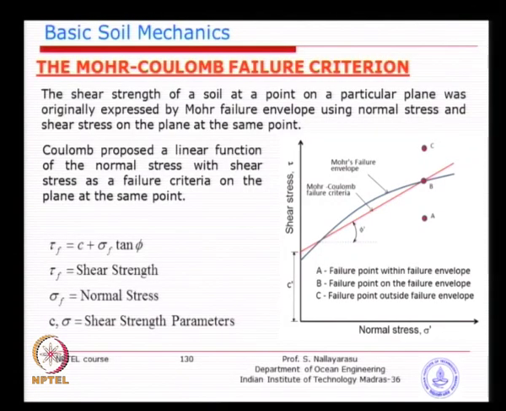Look at the failure criteria for the soil in shear. The original criteria by Mohr, the failure envelope, you can see is a curved surface depicting failure and non-failure cases as well. If you look at point B, it is on the line where the failure occurs. Now, the simplified Mohr-Coulomb failure criterion is a simple straight line between the shear and direct stresses.